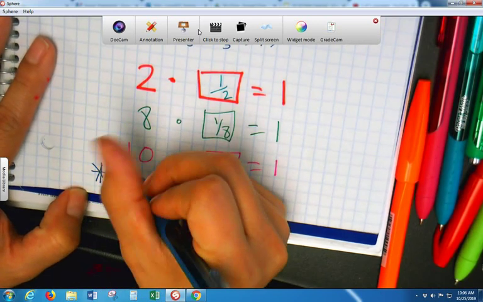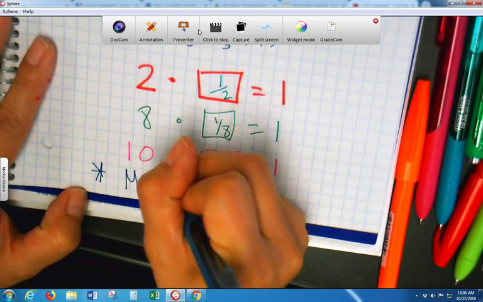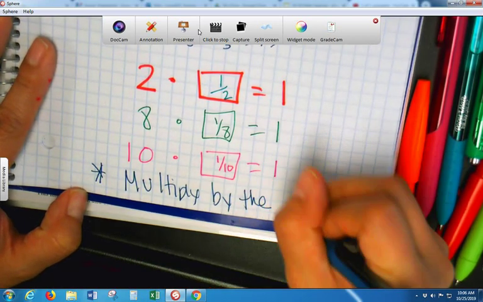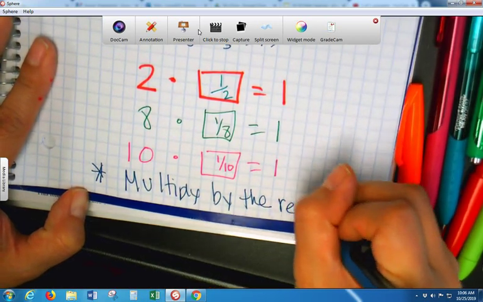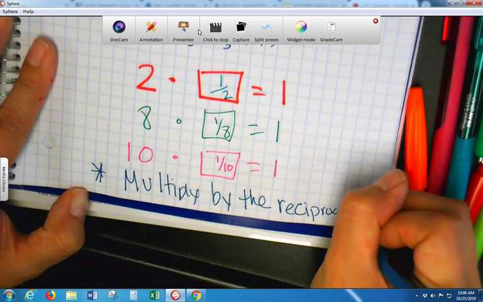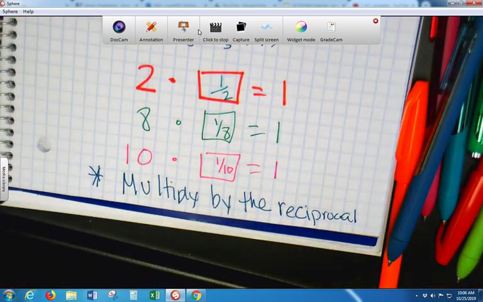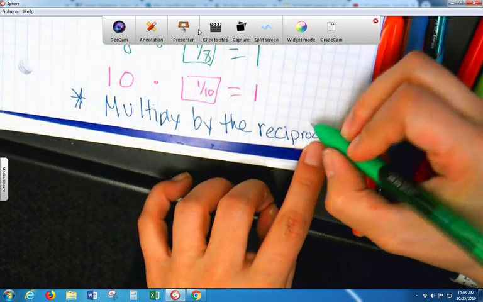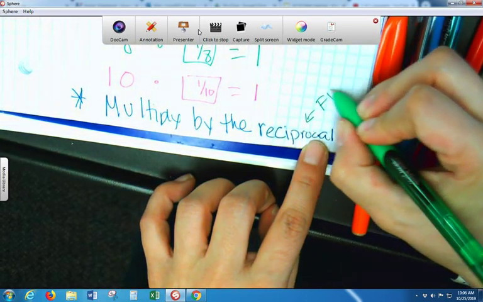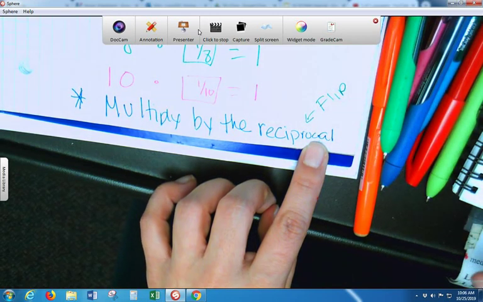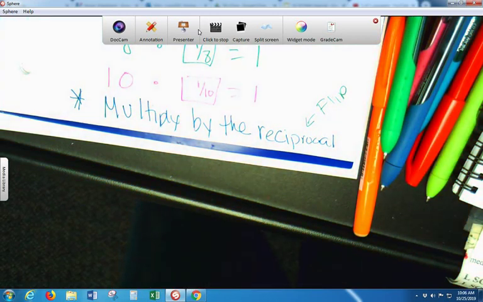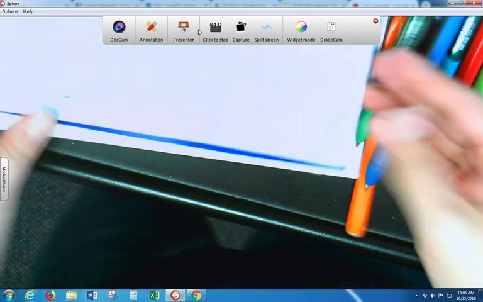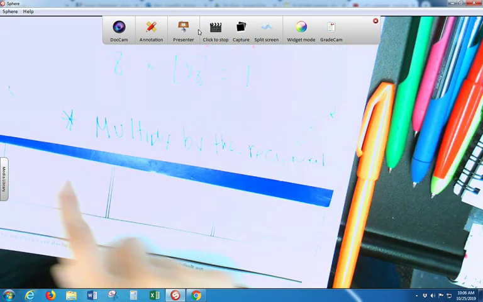Okay. Multiply by the reciprocal. In other words, flip it. Oh, look, Andrew, I wrote that down. I want you to write it down. Okay. Sorry. It says multiply by the reciprocal.